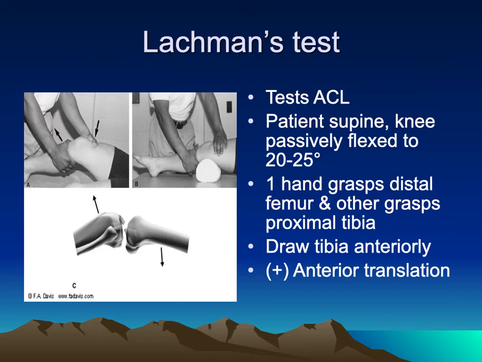So the patient's supine, or on their back, knees passively flexed about 20 to 25 degrees. You have one hand that grabs the bottom, or the distal, of the femur, and the other hand grasps the proximal of the tibia, or the top of the tibia, and we try to draw the tibia anteriorly and posteriorly, as you can see in C there. And the positive sign is if the tibia moves anteriorly, or up. Again, pain is always a positive sign.